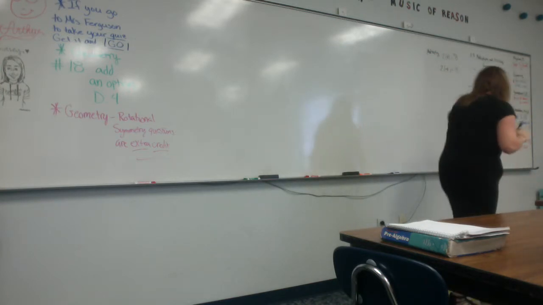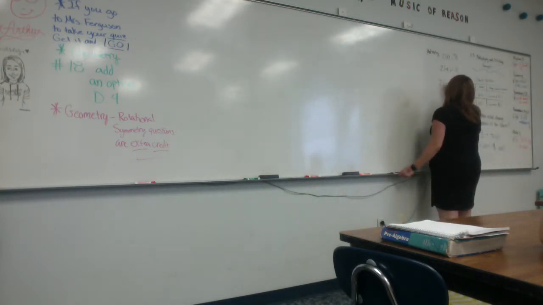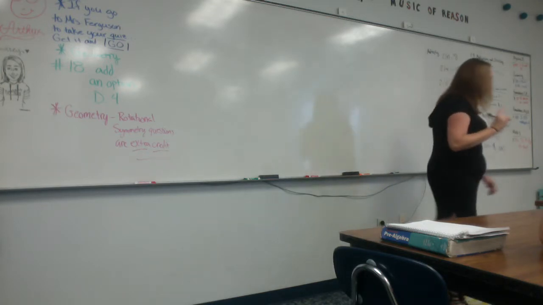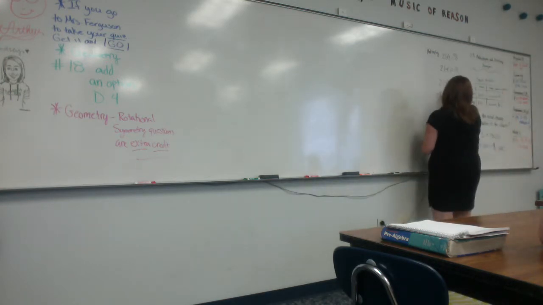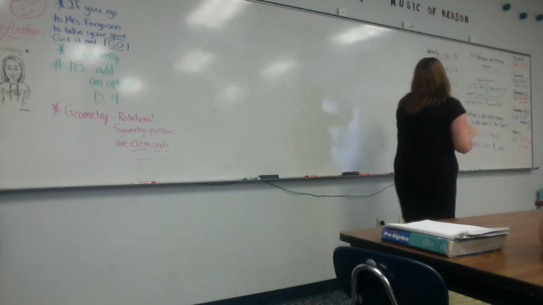What happens if I multiply something times 0? 0. So anything times 0 gives me 0. Even if I do negative 2 times 0, I'm still going to get 0. So anything times 0 gives me 0. So multiplying, I have a few rules.